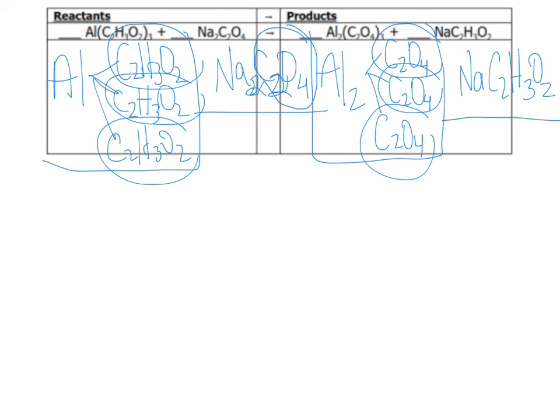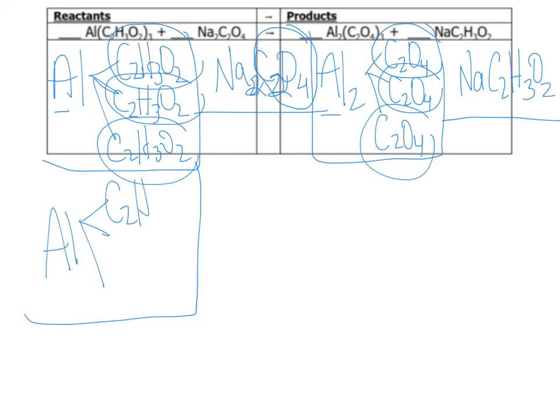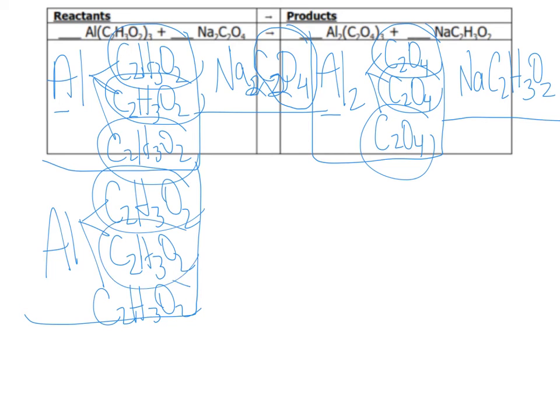Alright, let's start with Al. Product side I have 2. Reactants I only have 1. So I'm going to draw another 1 here. And I can see I've got 6 groups of C2H3O2. And when I look over here at the product side, I only have 1. So that means I'm going to need 5 more to get me to 6.